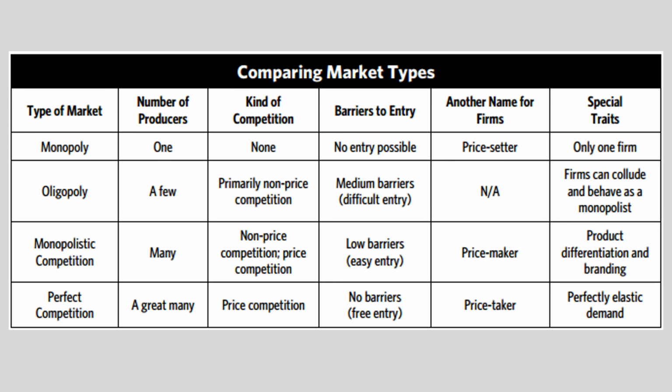Now, the barriers to entry. Monopoly, it's not possible to enter. Also, it is illegal to become a monopoly other than where the government mandates. Oligopoly, medium barriers, difficult entry. In monopolistic competition, low barriers. And perfect competition is free entry and exit, no barriers to entry. And that's what generates the difference between the short run and the long run. So in terms of the firms, the monopolist is a price setter or creator.